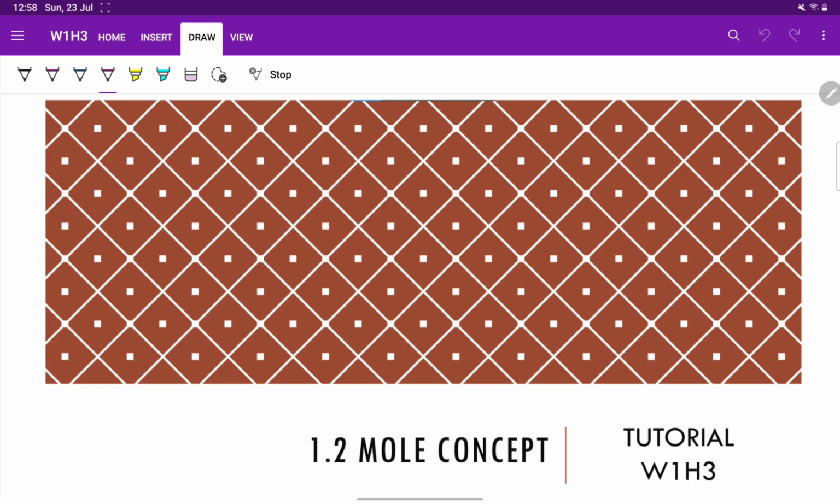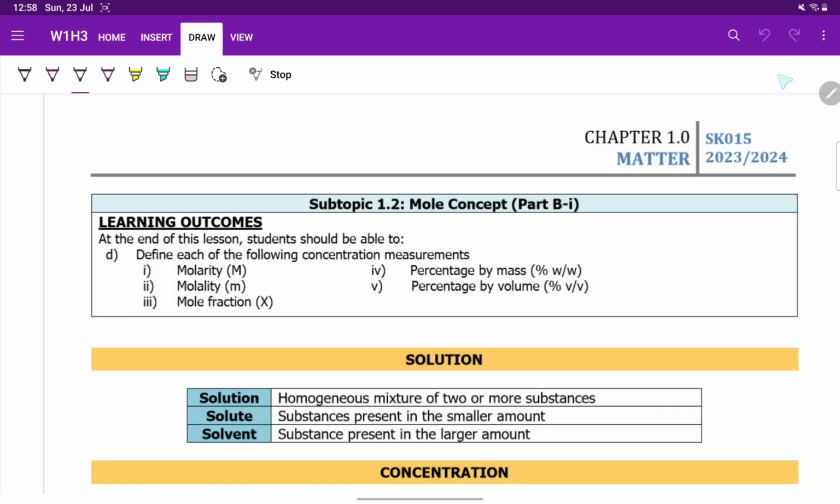Assalamualaikum. Hi everyone. So this is a video for 1.2 mole concept for tutorial week 1 hour 3. So in this video we're going to look at the calculation regarding the concentration measurement of molarity, mole fraction, percentage by mass and percentage by volume.